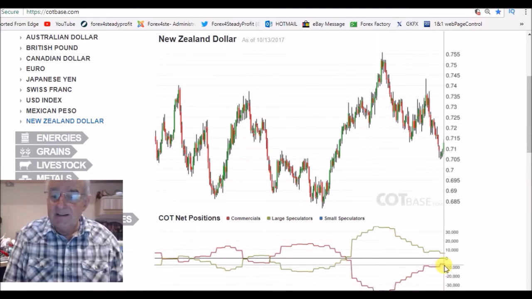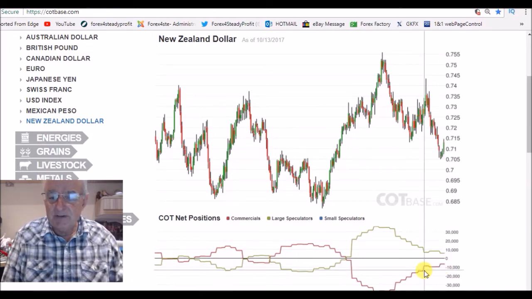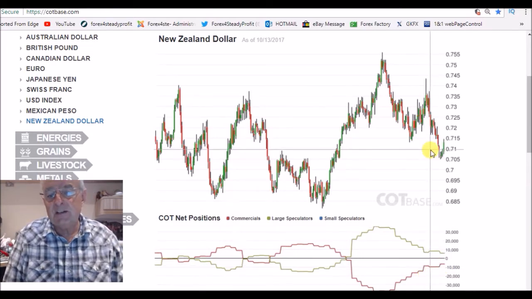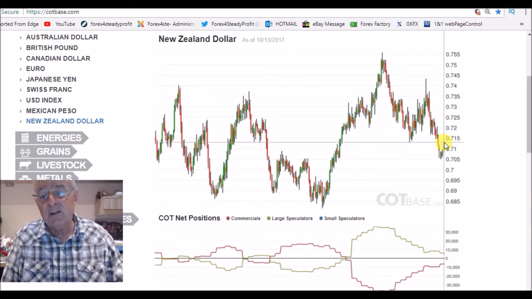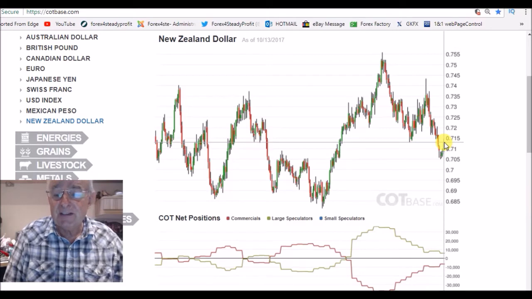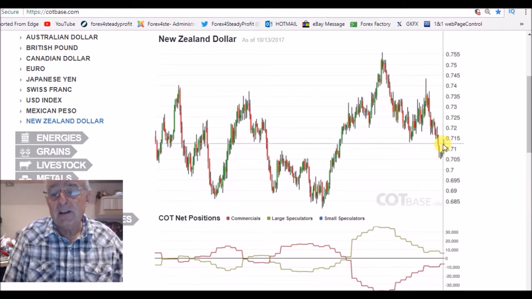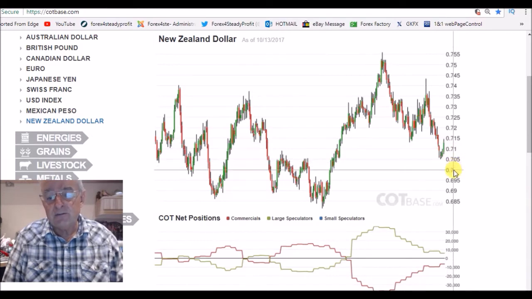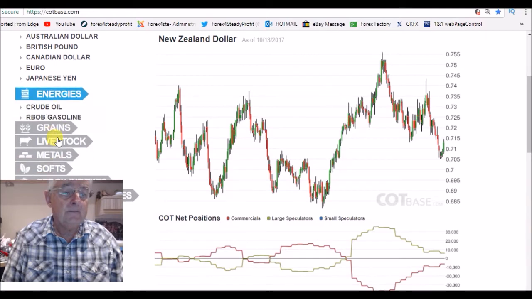We've lost a lot of the extreme on this, but it is still continuing down. It had a little bit of a pullback last week. That was more weakness on the dollar than strength on the New Zealand dollar. As we get some more strength on the dollar, I believe this is going to follow through short. So we'll see where that goes next week.